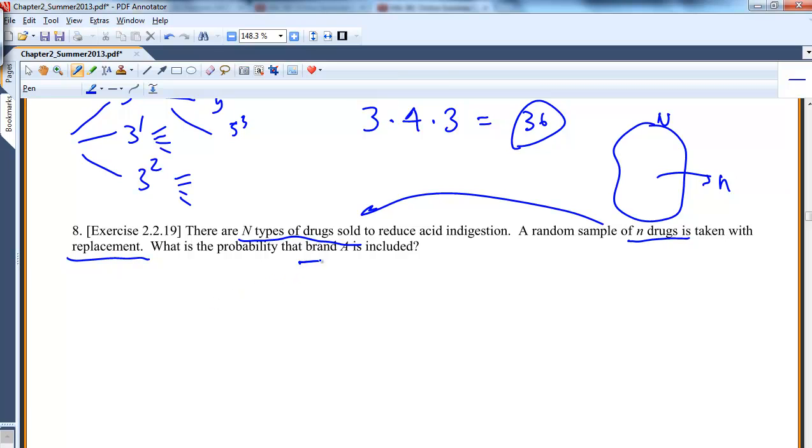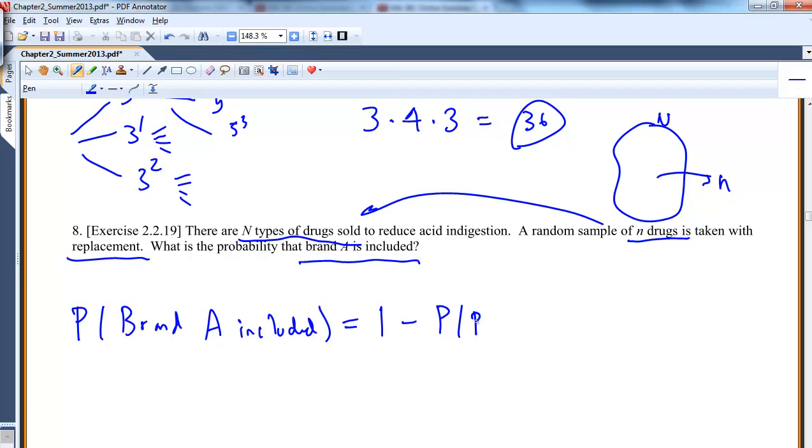So what's the probability that brand A is included? The probability that you pick a sample of n and brand A is included. Well, it could be included as the first one, the second one, the nth one. So again, the easiest way is to go backwards: 1 minus the probability brand A is not included. The way it's not included is that out of the n drugs you picked, every time you picked one, you didn't pick brand A. So the probability of not picking brand A is (N minus 1) over capital N.